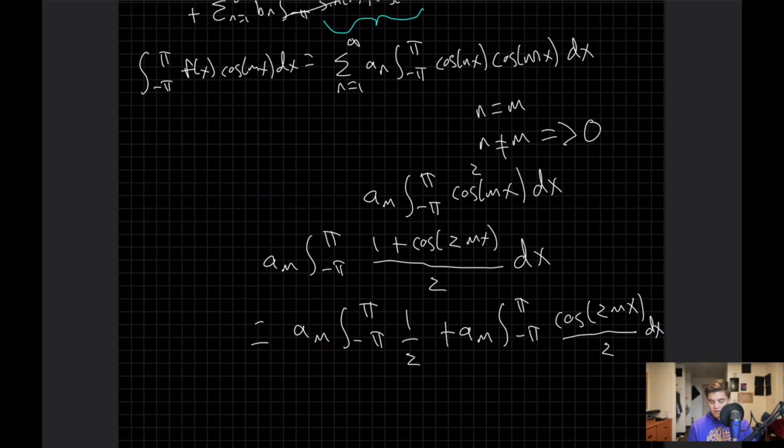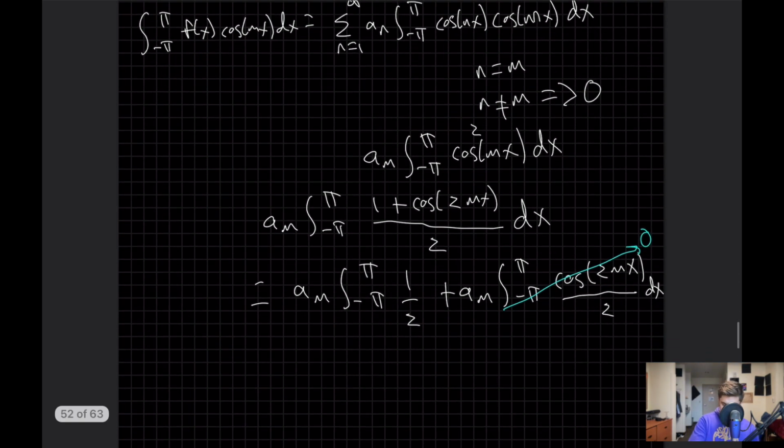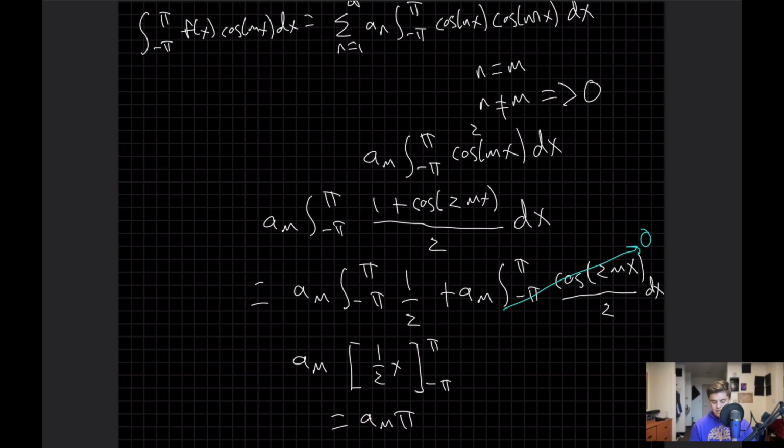Cosine's on a full interval. Remember, always go to 0. This term goes to 0, and we're left with a sub m times 1/2 x evaluated from negative pi to pi, which is equal to a sub m pi. And this whole thing is set equal to the other side. Remember, the integral from negative pi to pi of f of x cosine of mx dx.